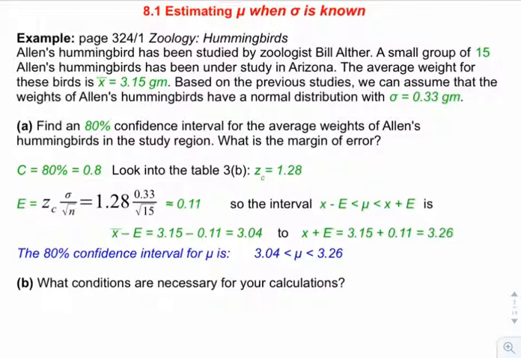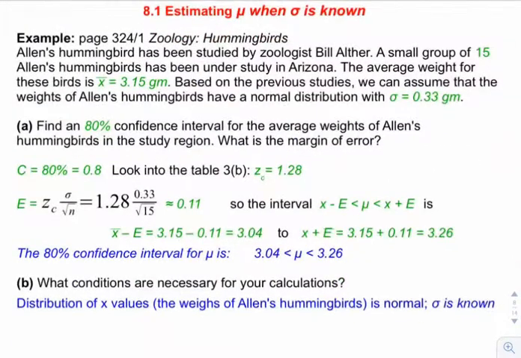So what conditions are necessary for our calculations? How are we able to do this? Well, we're told that the distribution of x is normal. We're given that. And we're also using sigma. Sigma is known, so we can find the error using this formula.